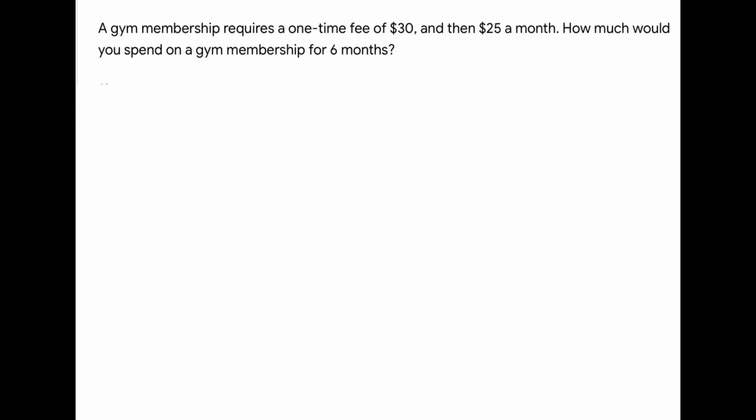A gym membership requires a one-time fee of $30 and then $25 per month. How much would you spend on a gym membership for 6 months? First, we need to come up with an equation. So we know we're looking for a membership. So M is going to equal.